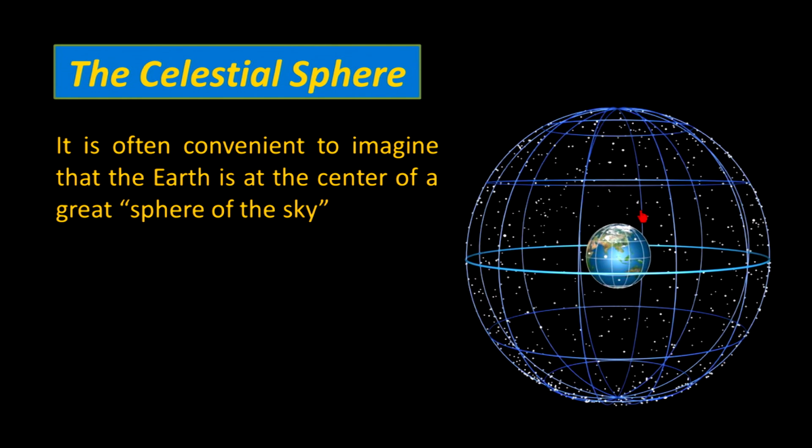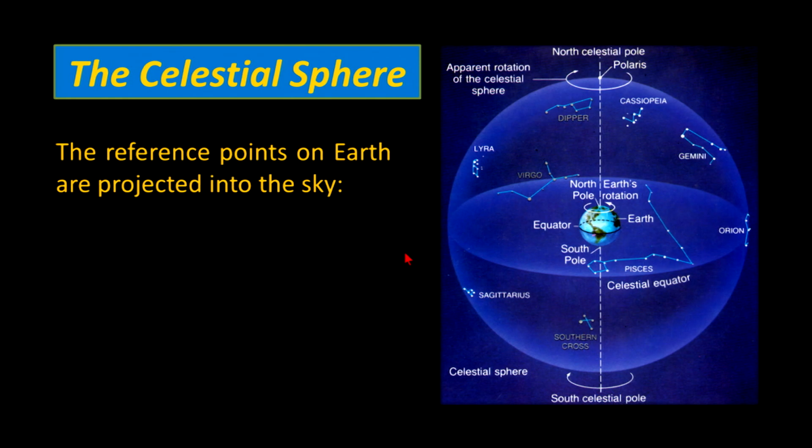But if we pretend that it exists, what you'll notice is the celestial sphere is very much like the surface of the Earth. And so we can use a coordinate system on the celestial sphere that is very similar to the coordinate system we use on Earth. So watch how these two come together. When it comes to the celestial sphere, we take the Earth reference points and we project them into the sky. So the North Pole of the Earth projects onto the celestial sphere to create the North Celestial Pole. So the sky has a North Pole to it.